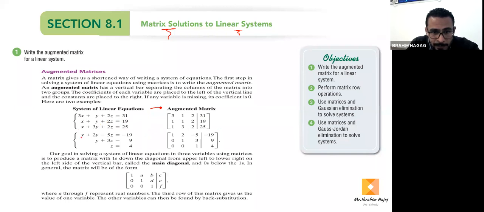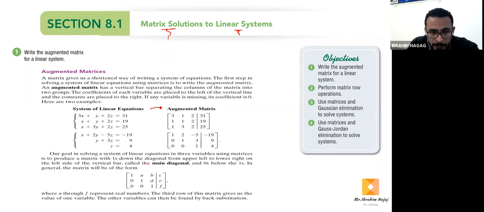Okay, so also the second system, if we have x plus 2y minus 5, we just take only the coefficients. When we have no x, we put 0. When we have no y and x, we put 0, 0.